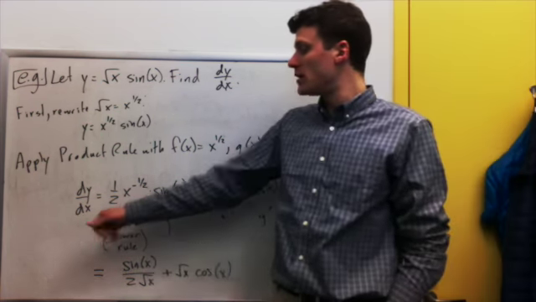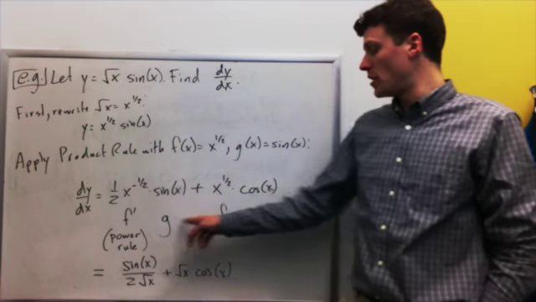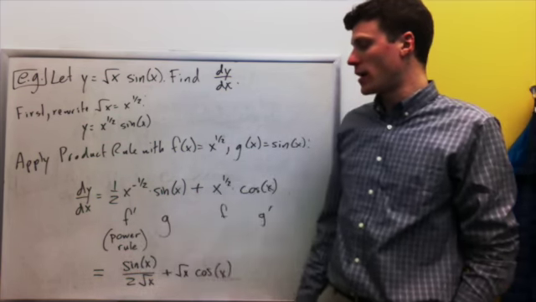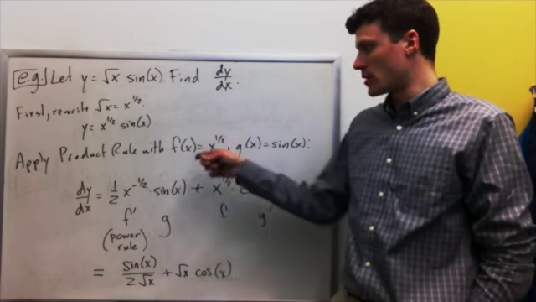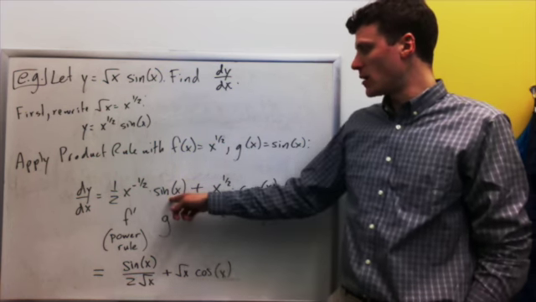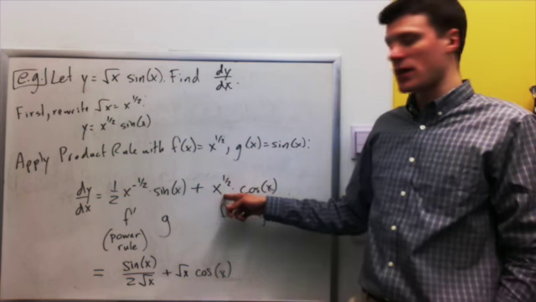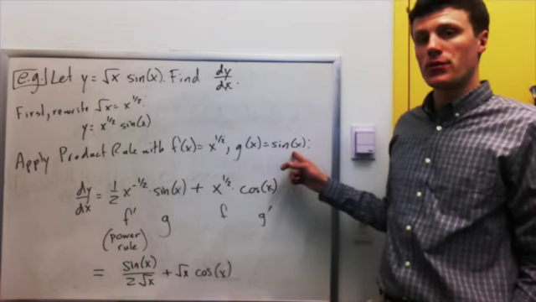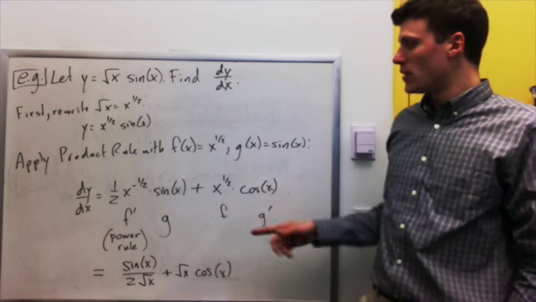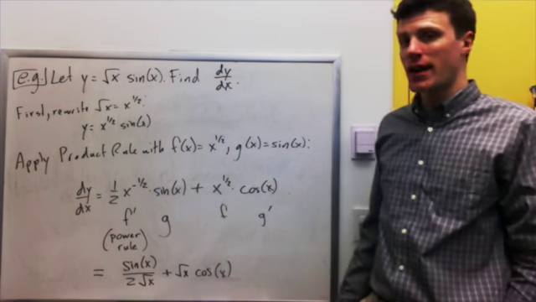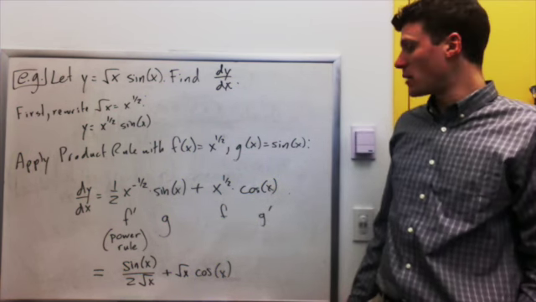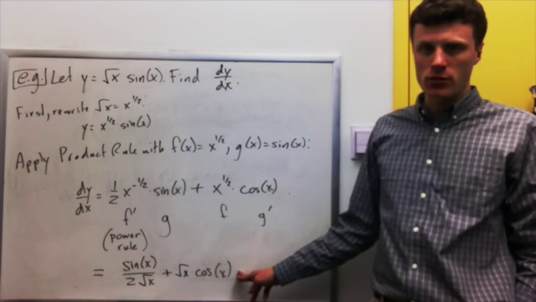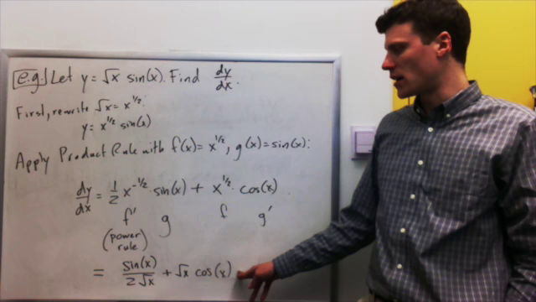Well, then dy dx is f prime g plus f g prime. F prime is 1/2 x to the minus 1/2. That's just applying the power rule. I bring the power down and reduce by 1, times g, which is sine of x, plus x to the 1/2 is f, times the derivative of g, which is the derivative of sine, which is cosine. So I just have 1/2 x to the minus 1/2 sine of x plus x to the 1/2 cosine of x. If you want to make it a little prettier, you can write sine of x over 2 root x plus root x cosine of x.